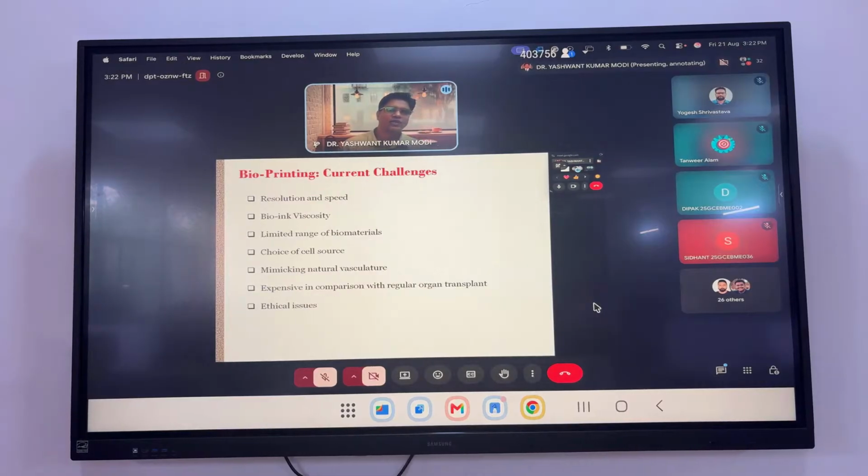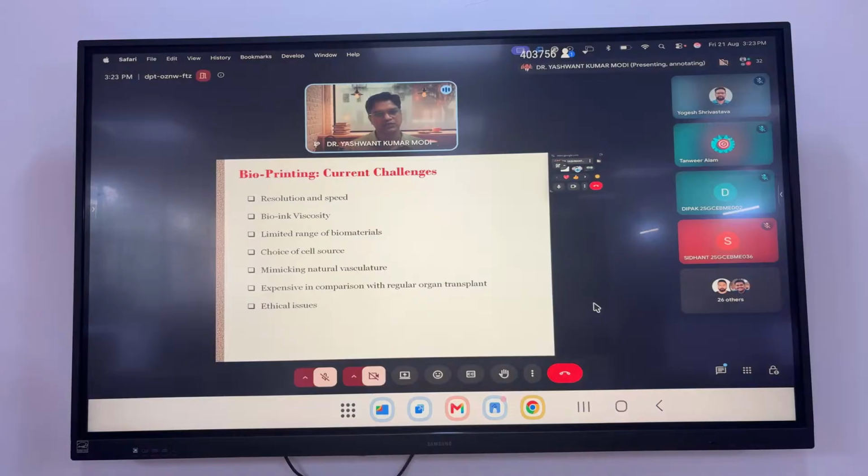Okay, here are the challenges. Current challenges: resolution and speed is one challenge, and bio-ink viscosity is another. Then there is the limited range of biomaterials and the choice of cell source. Sometimes, because of the age of the patient, the required cells may not be available.